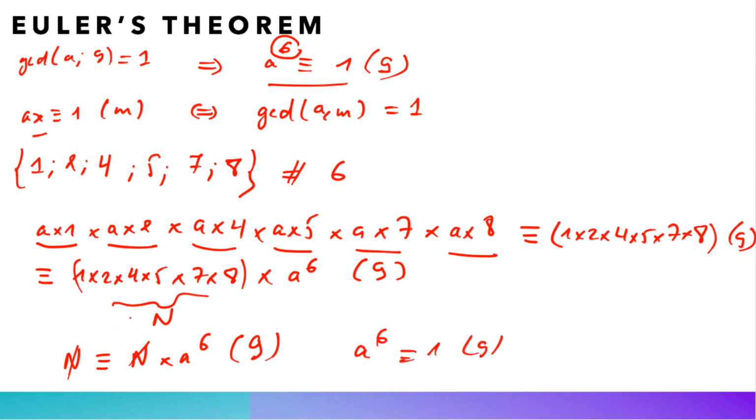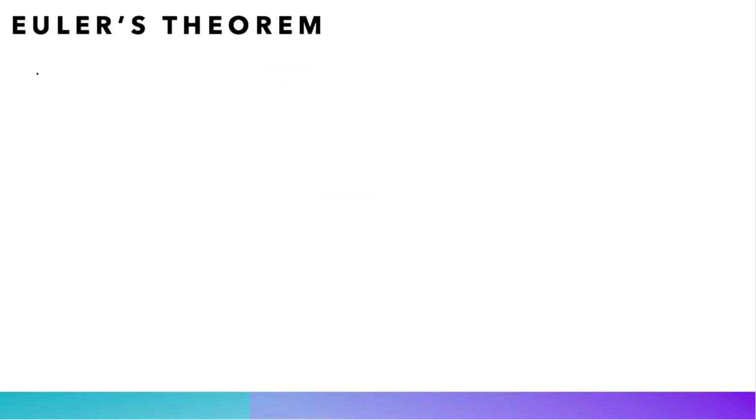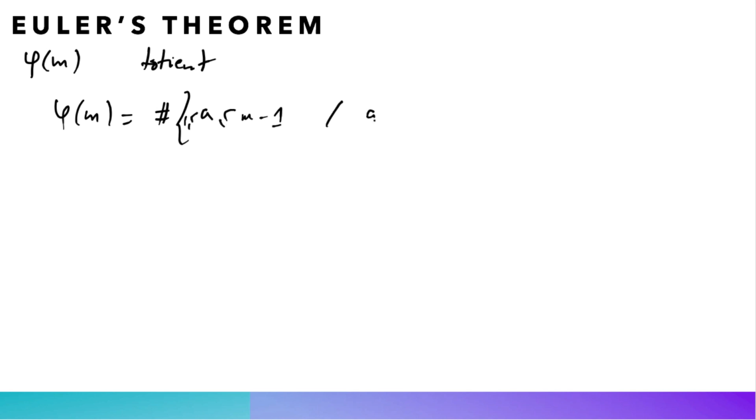Bingo. The general case works the same, and it's all about counting the number of invertibles modulo a certain integer m. For this, we will denote phi of m the number of invertible elements modulo m. Phi of m is called Euler's totient function, and this is how we spell totient. Okay, so phi of m is equal to the number, this is how we denote the number, of a's which are between 1 and m minus 1, such that the GCD of a and m is equal to 1.